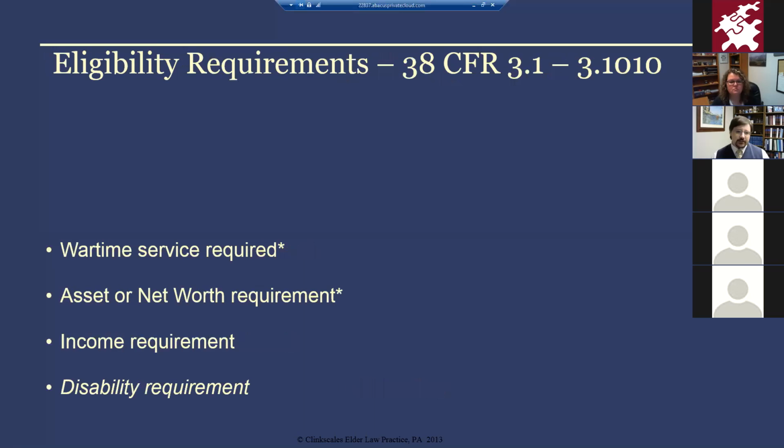There are 4 eligibility requirements. One is wartime service. There's an asset or net worth requirement, and notice the asterisks. The wartime service requirement and the asset or net worth requirement are the same for the low-income pension benefit, the housebound allowance, and the aid and attendance benefit. The big differences between these 3 programs are the income requirements and the disability requirements, and we'll be talking about what those differences are later on.